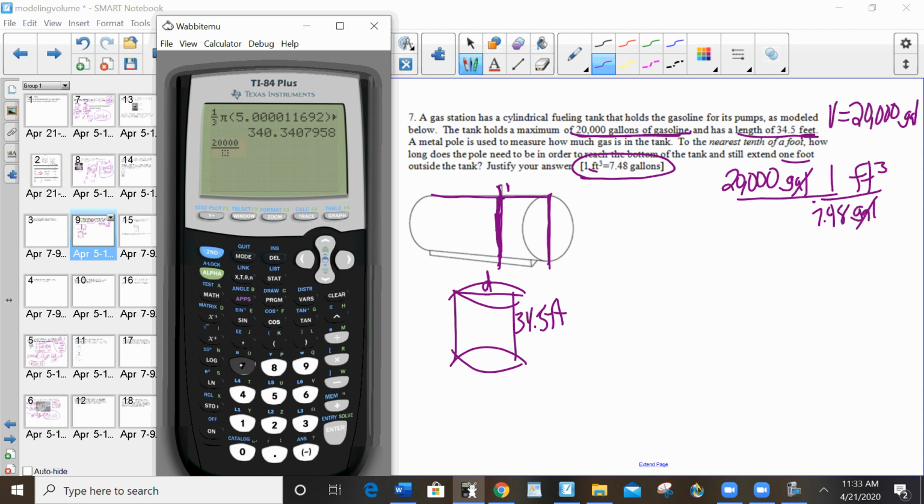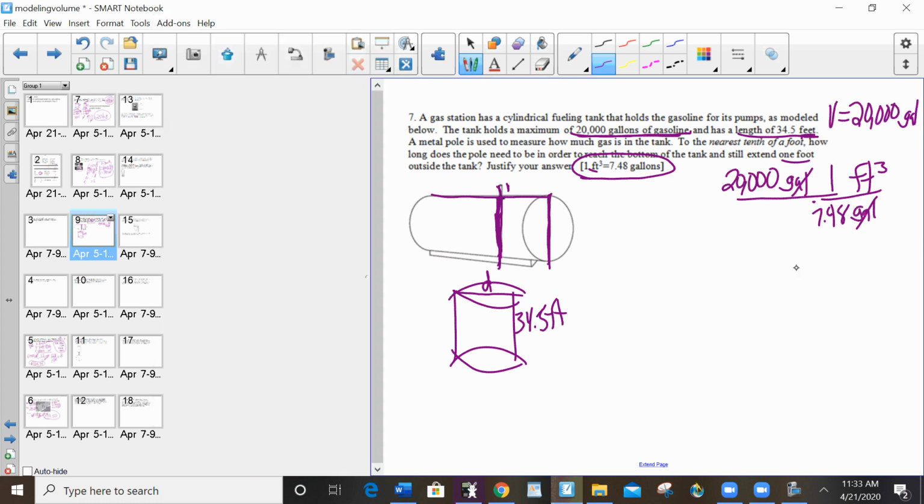20,000 over 7.48 is 2673 dot dot dot, and that's cubic feet. So that's the volume of this tank.